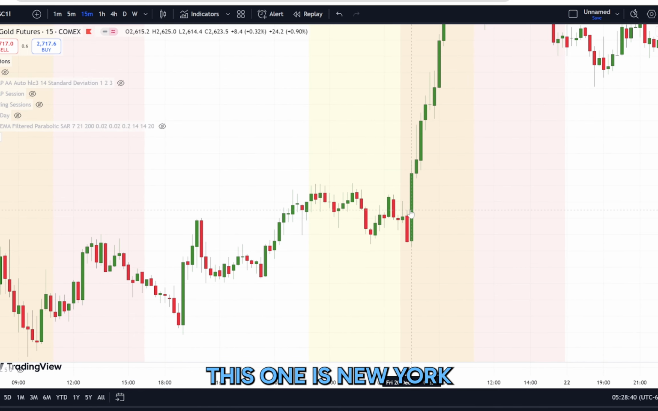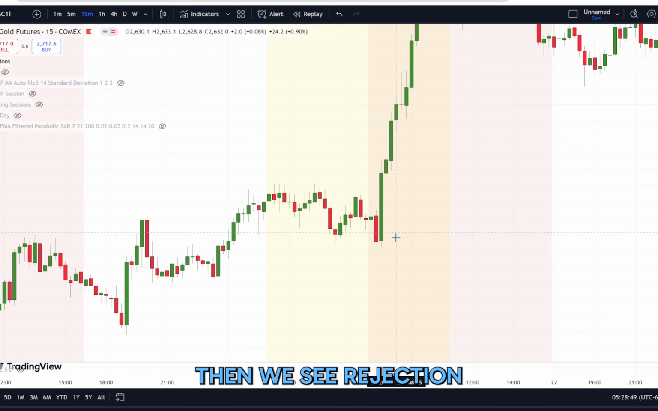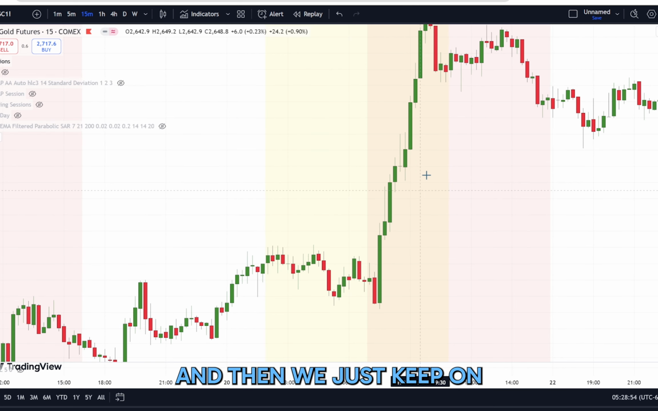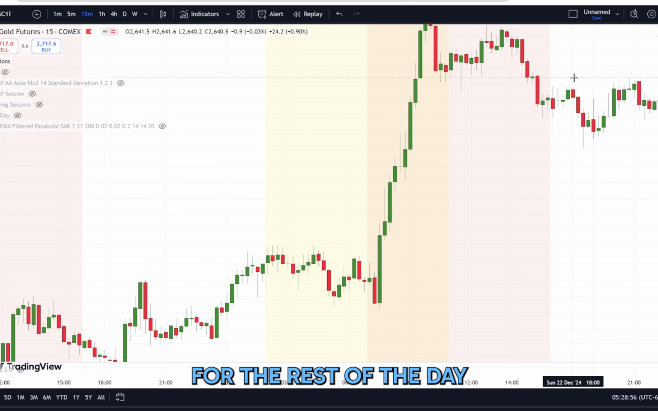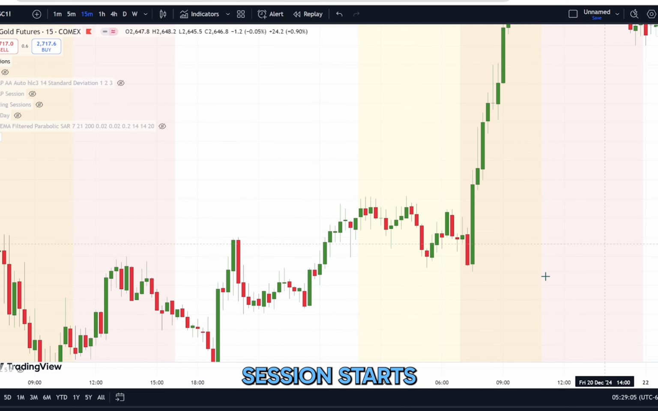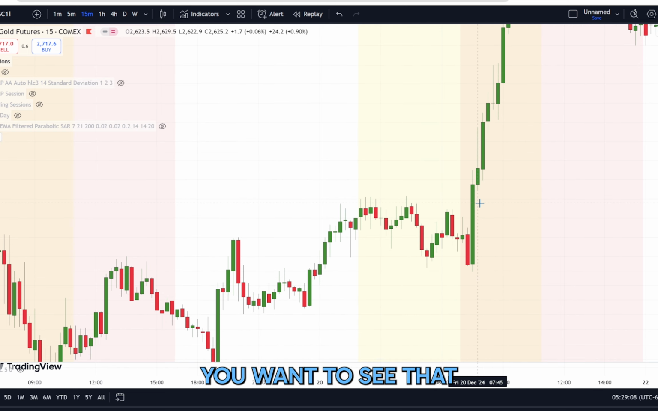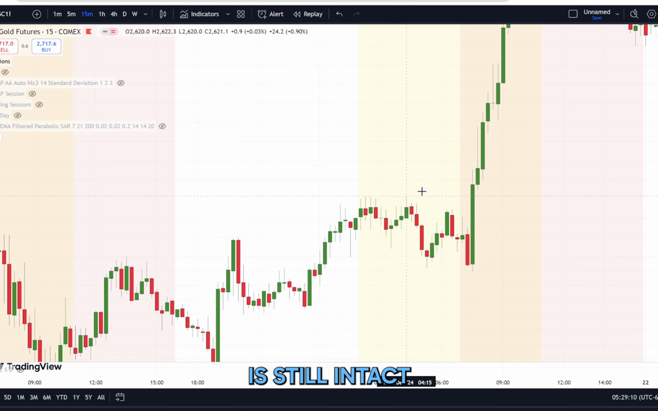This one is New York. So during New York, we can see that price took out London low right here. Then we see rejection. We take out London high as well. And then we just keep on going for the rest of the day. As soon as the session starts, you want to see that where you're targeting is still intact. So on this day, London high was still intact when New York started. So if I am bullish, I'm looking for us to go straight to take out the highs.